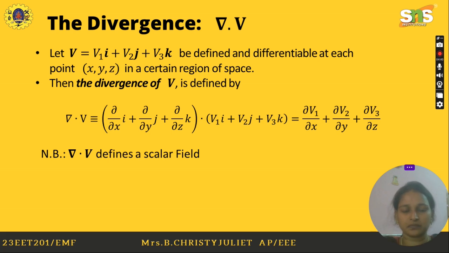As of now we have discussed two topics. One is gradient, which is performed on a scalar only, and the other is divergence, which is performed on a vector through a dot product. So in the next video we will see about curl in detail.